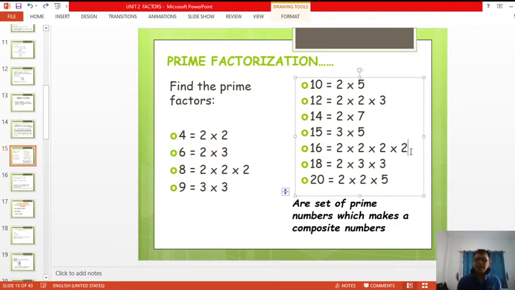Okay, so now how about 18? So 18 is basically very easy. What? 18 is 2 times 3 is 6 times 3 is 18. Or the other way around. Remember, multiplication, they can interchange places. It doesn't affect the answer.